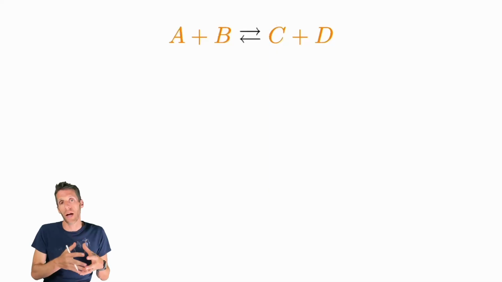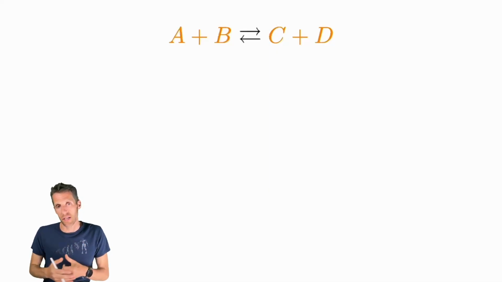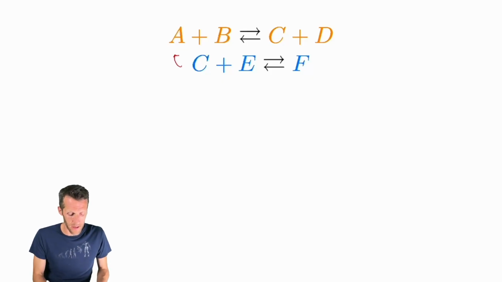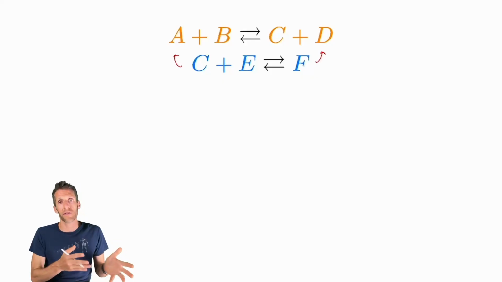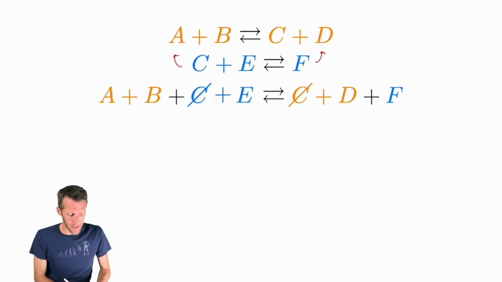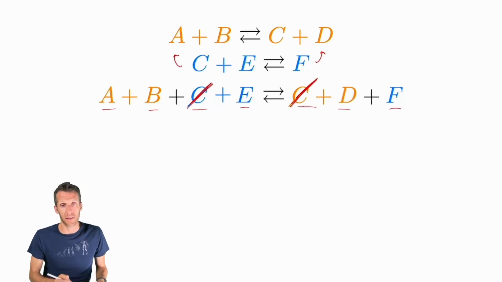I've got this top reaction, A plus B goes to C and D. I can then take the next reaction, C plus E going to F. What I'm going to do is put this and this on the products and reactants side of the reaction. What that lets me write out is something like this, where now I've got A, B, C, E going to C, D, F. But then I can recognize C is on both sides and I can cancel that.